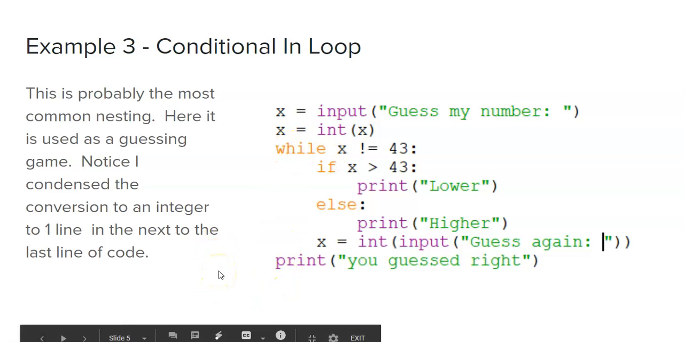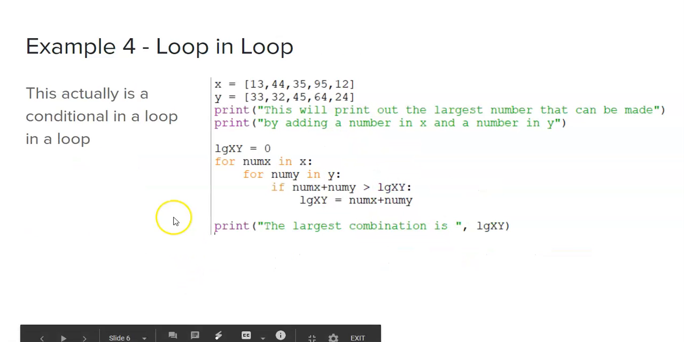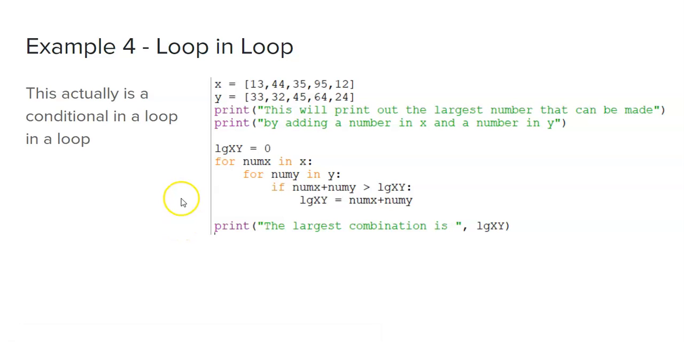So this is a pretty common thing to do. Another thing, which maybe not as common but is incredibly useful, is a loop within a loop. And this one actually has a conditional within that inner loop. And this is a program that's going to go through all of the possible combinations of x plus y.